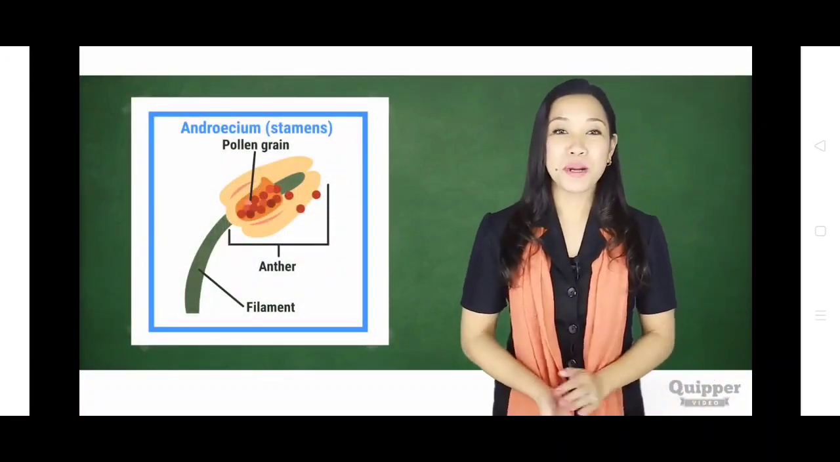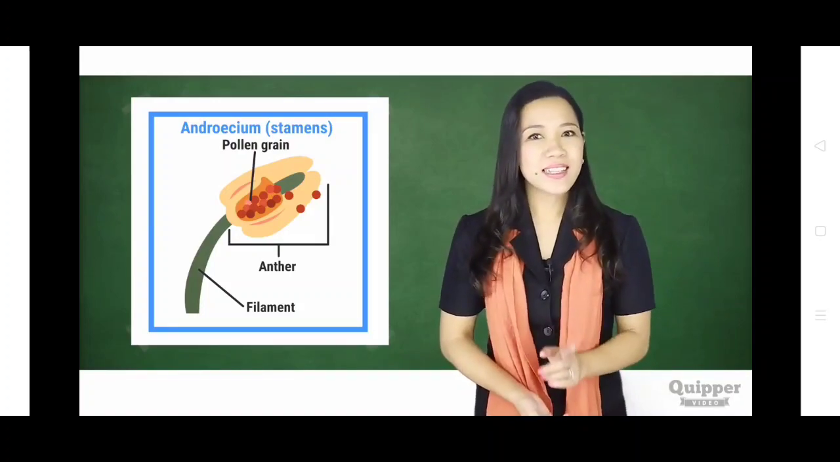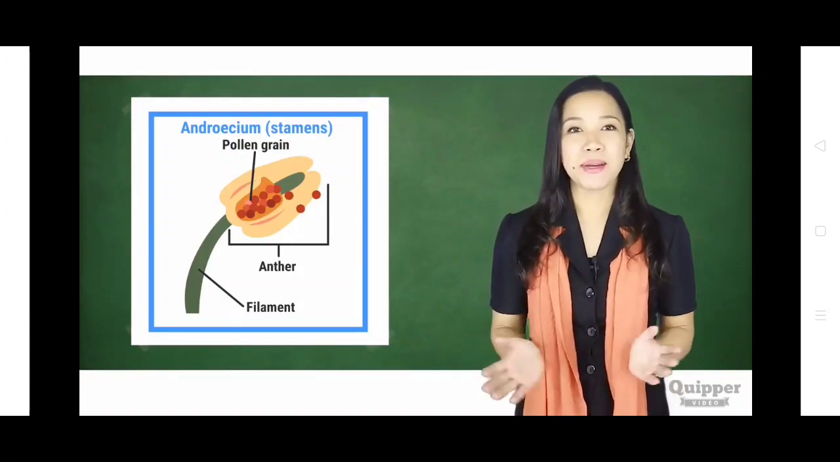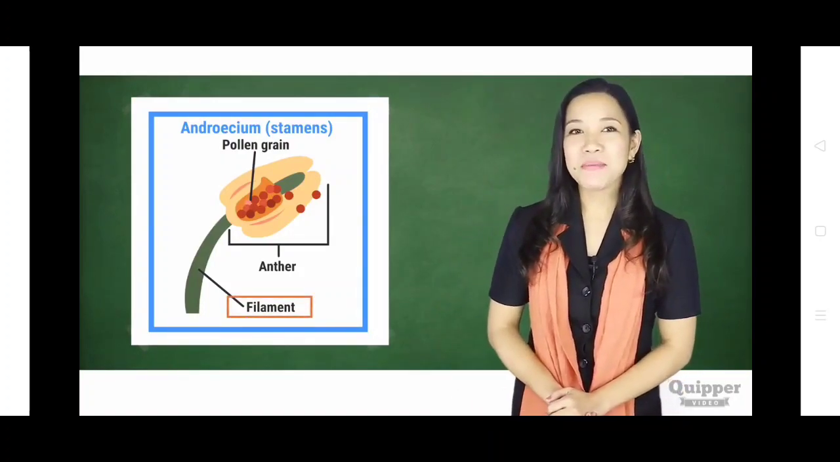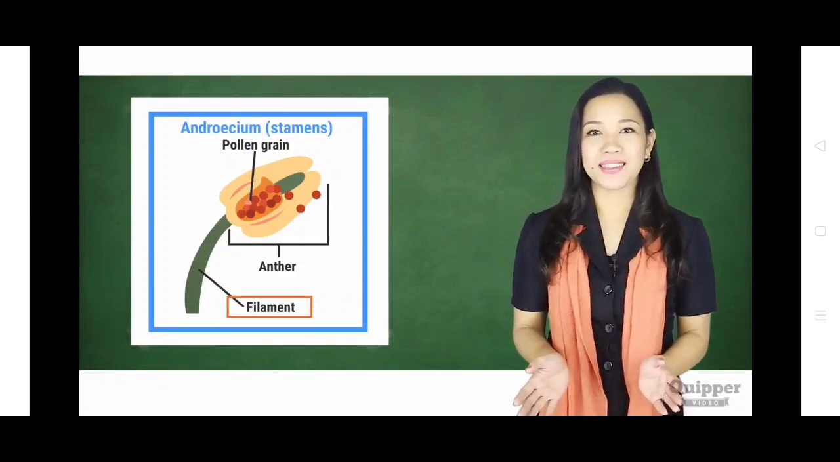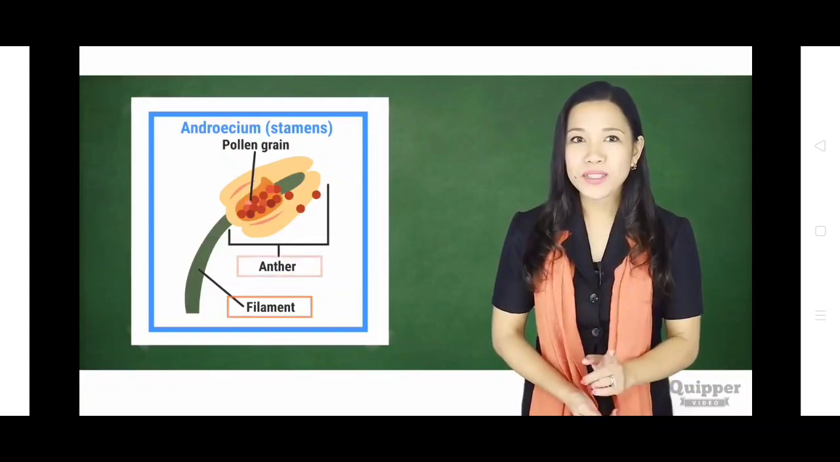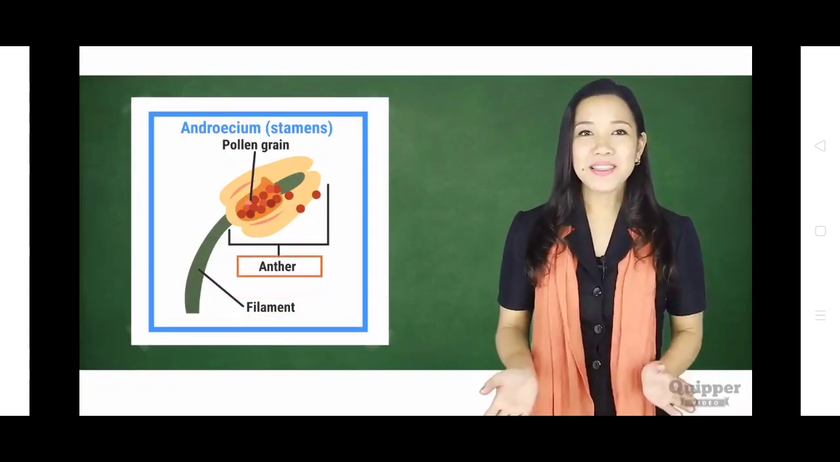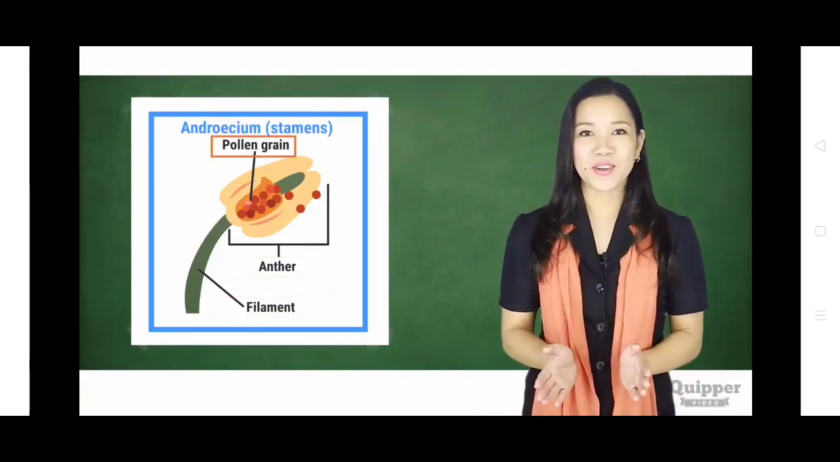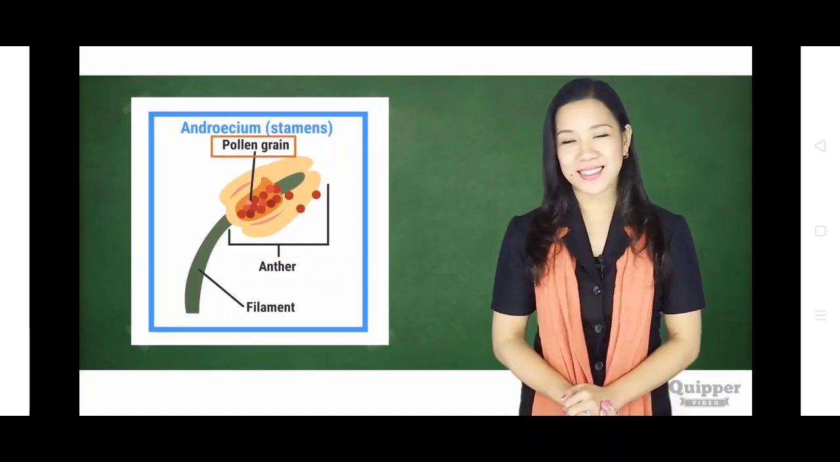Androecium is the male reproductive structure that consists of whorls of stamen. The stamen is comprised of the filament, which is a long, slender stalk that holds the anther. The anther produces the pollen grains, or the male reproductive cells.